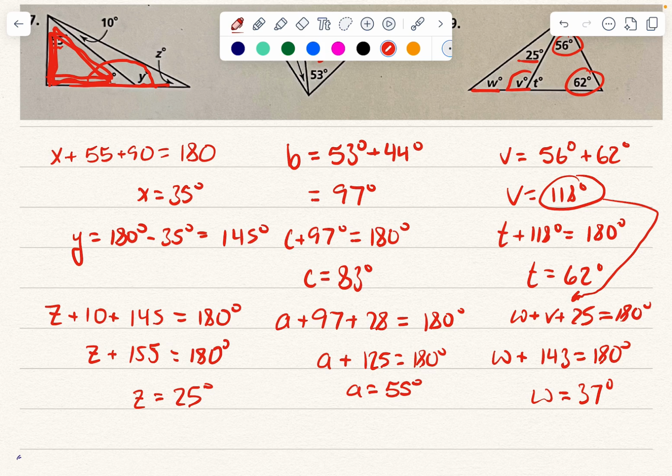Okay. On number 7, X is 35. And Y is 145 and Z is 25. On number 8, B is 97, C is 83, and A is 55. And on number 9, V is 118, T is 62, and W is 37.